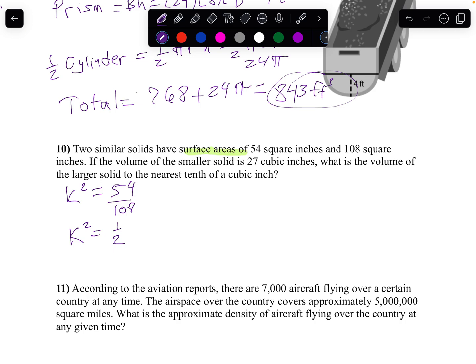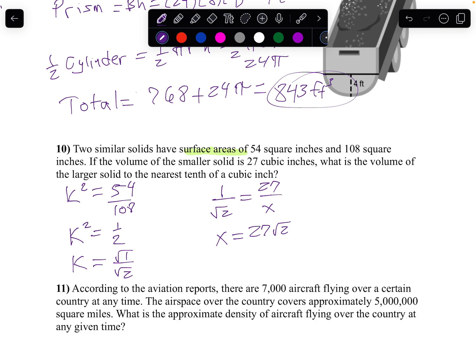Well, first of all, k squared is 1/2. That means k is the square root of 1 over the square root of 2, or my ratio is 1 to the square root of 2. I know the volume of my smaller solid is 27. I want to know the volume of my biggest one rounded to the nearest tenth. So in other words, x is 27 square roots of 2.